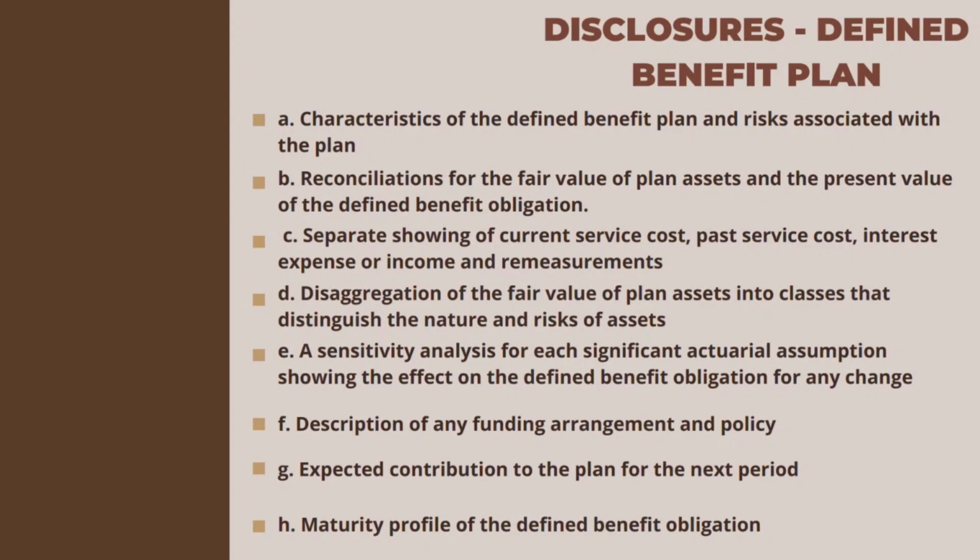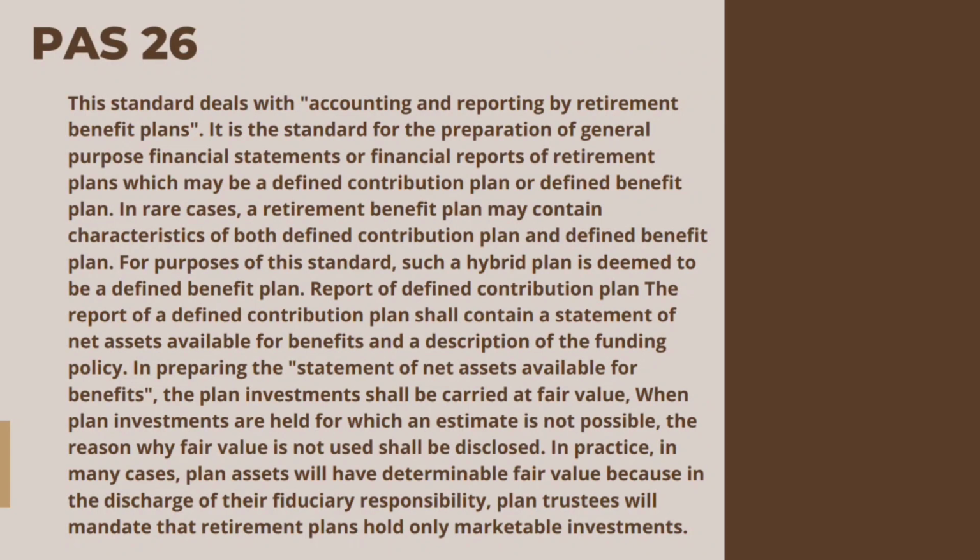E. A sensitivity analysis for each significant actuarial assumption showing the effect on the defined benefit obligation of any changes. F. Description of any funding arrangement and policy. G. Expected contribution to the plan for the next period. And H is the maturity profile of the defined benefit obligation.